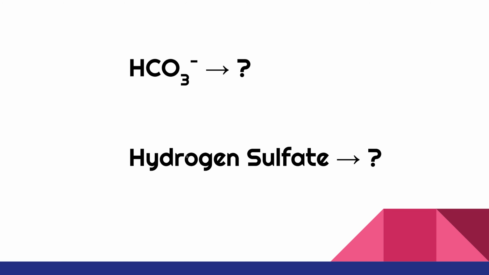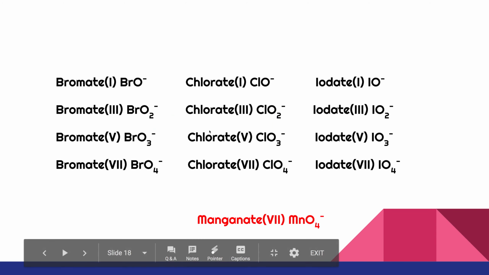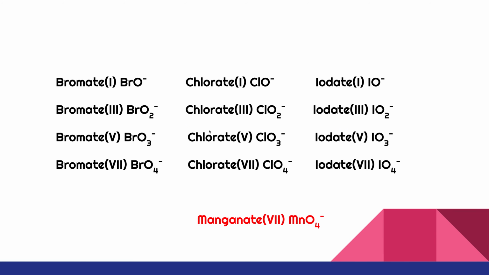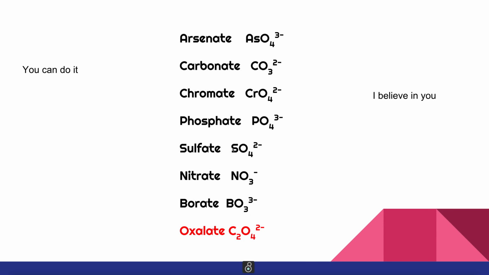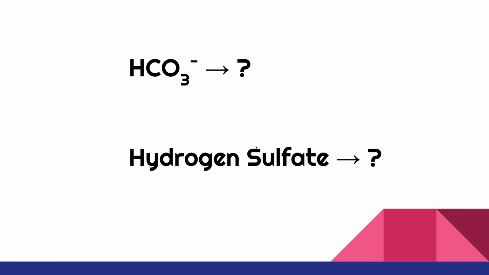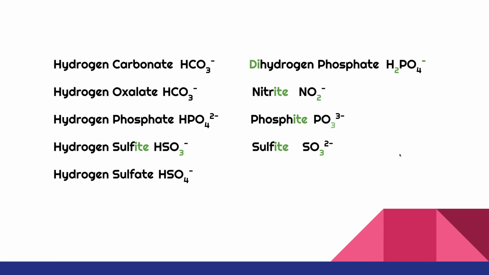So what do you think hydrogen sulfate will be? Well, if we look at sulfate, sulfate is SO4 2 minus. So when we add a hydrogen in the beginning, that's just going to kick out the charge. So we're going to have an HSO4 minus. And boom, HSO4 minus.